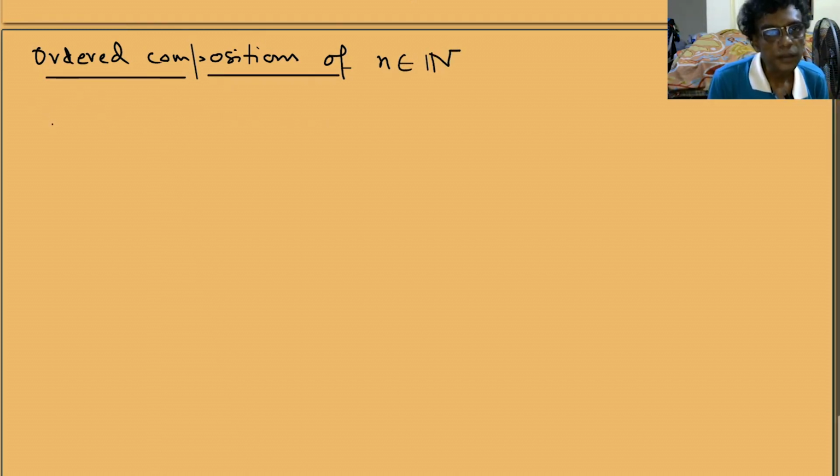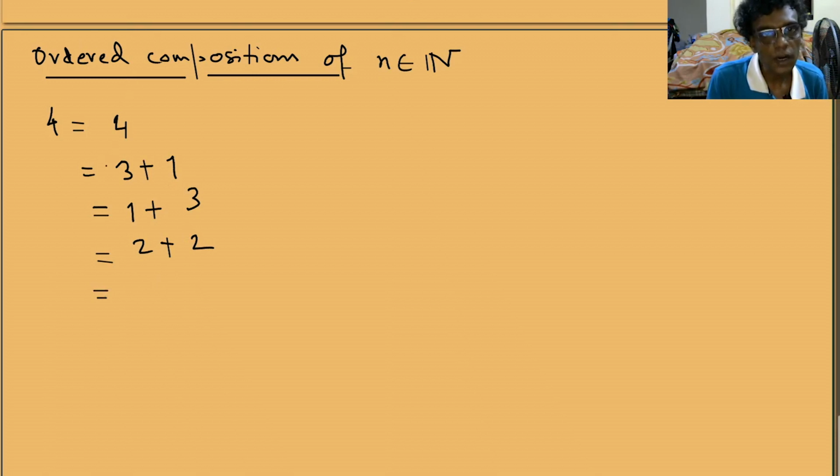So this means in how many ways you can write, for example, if I take n equal to 4, as a sum of positive summands. 4, for example, can be written as just 4, 3 plus 1, 1 plus 3, 2 plus 2. That is 2 summands. And because this is ordered, this and this are considered different.